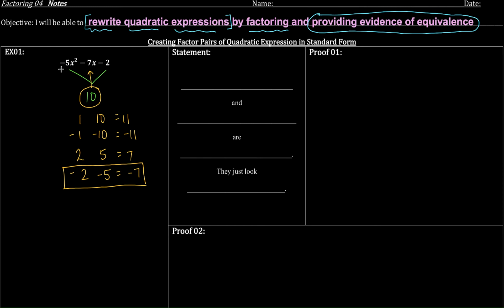I can go a little further down. And I will write negative 5x squared, and I'm going to write minus 2x from right here, minus 5x from right here, and then I can't forget about this minus 2.